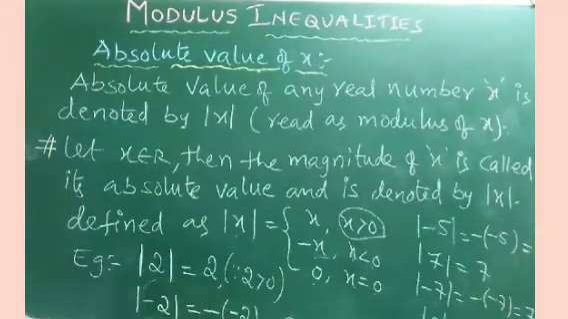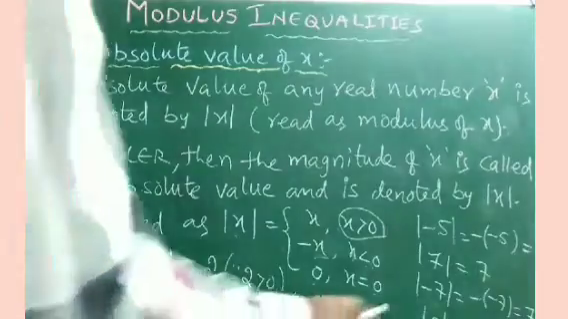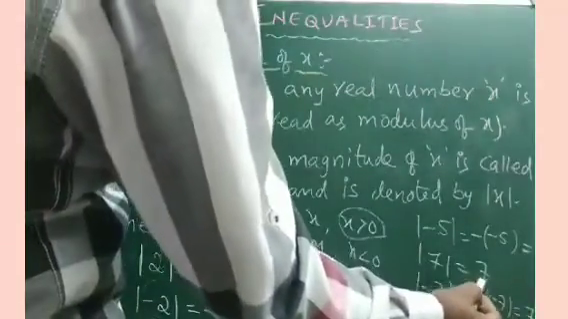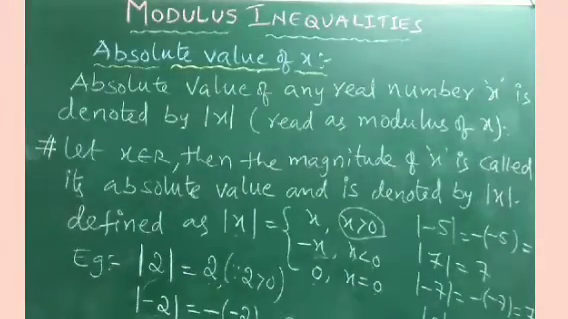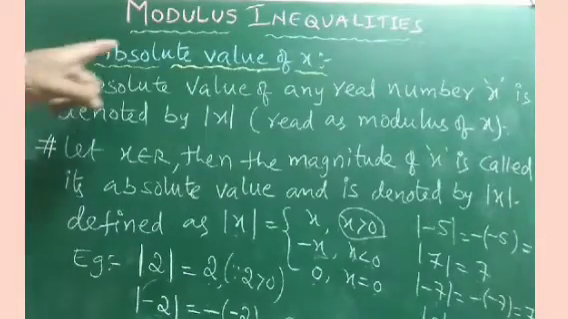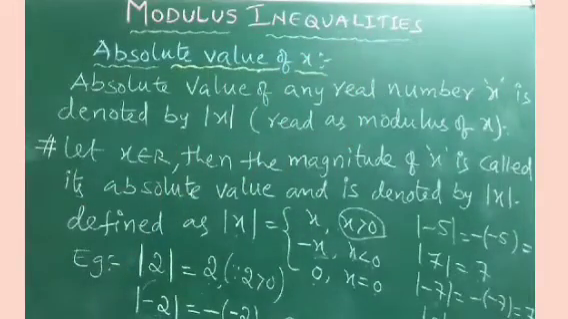So finally, from this you look at the outputs: 2, 2, 5, 7, 7 and 0. What do you conclude from this? The absolute value of any real number is never negative. To be frank, it is always positive except 0.